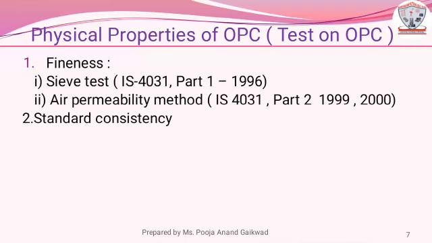Standard consistency. Consistency of cement refers to the thickness or thinness of cement paste when cement is mixed with water. In other words, standard consistency is defined as that consistency which will permit a standard Vicat plunger to penetrate a depth of 33 to 35 mm from the top of the mold in a standard Vicat apparatus.